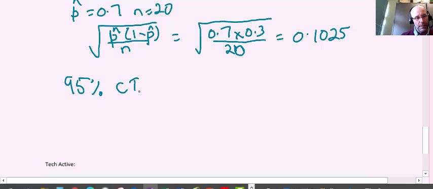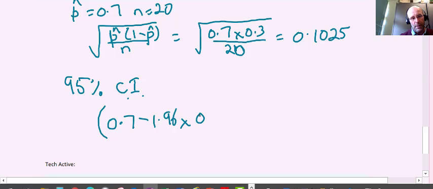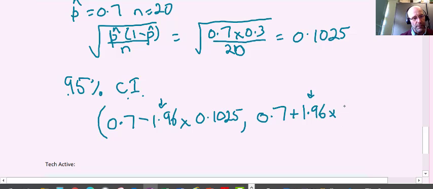Now, dealing with a 95% confidence interval, which I'll just call CI, using the rest of the formula, we have 0.7 minus 1.96 times 0.1025, the lower end of the interval, and then the upper end of the interval, 0.7 plus 1.96, because remember this is a 95% confidence interval. If we were doing 99%, for example, these numbers here would be 2.58, or for 90%, 1.64. Those quantiles have different values for those confidence intervals.